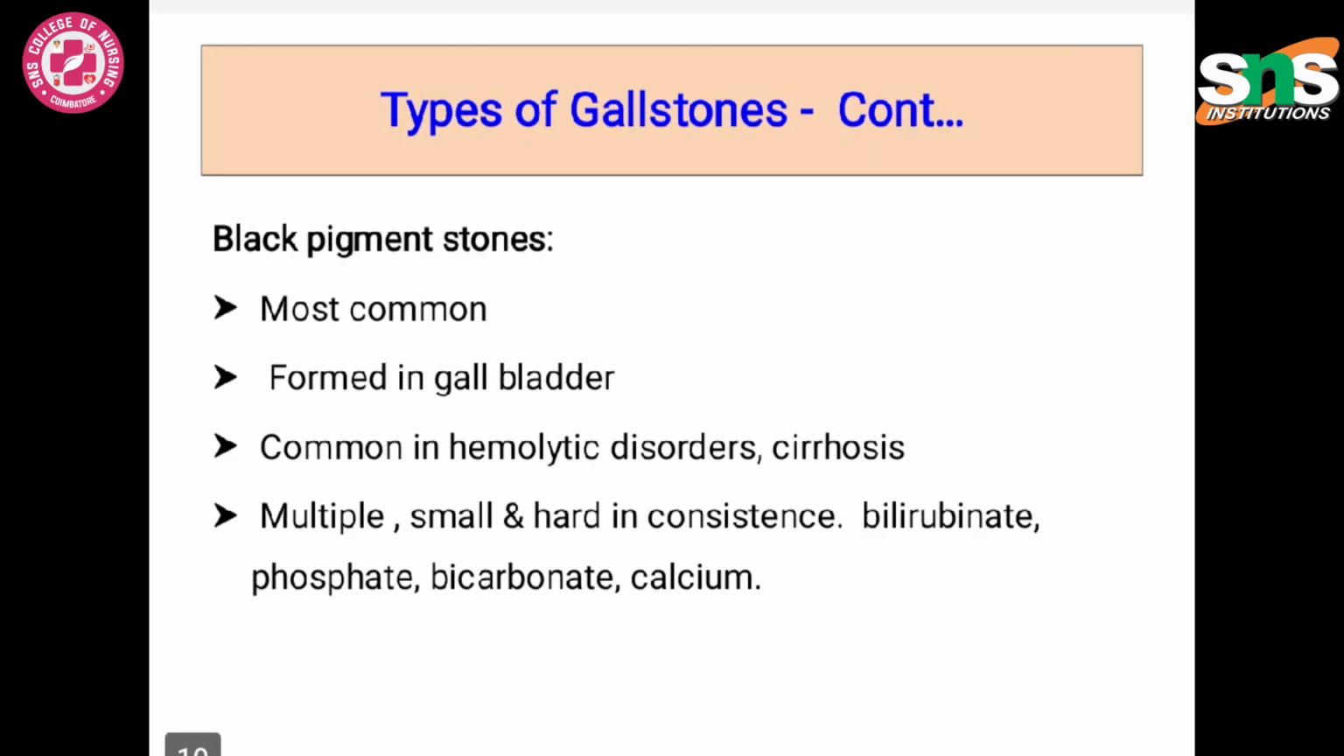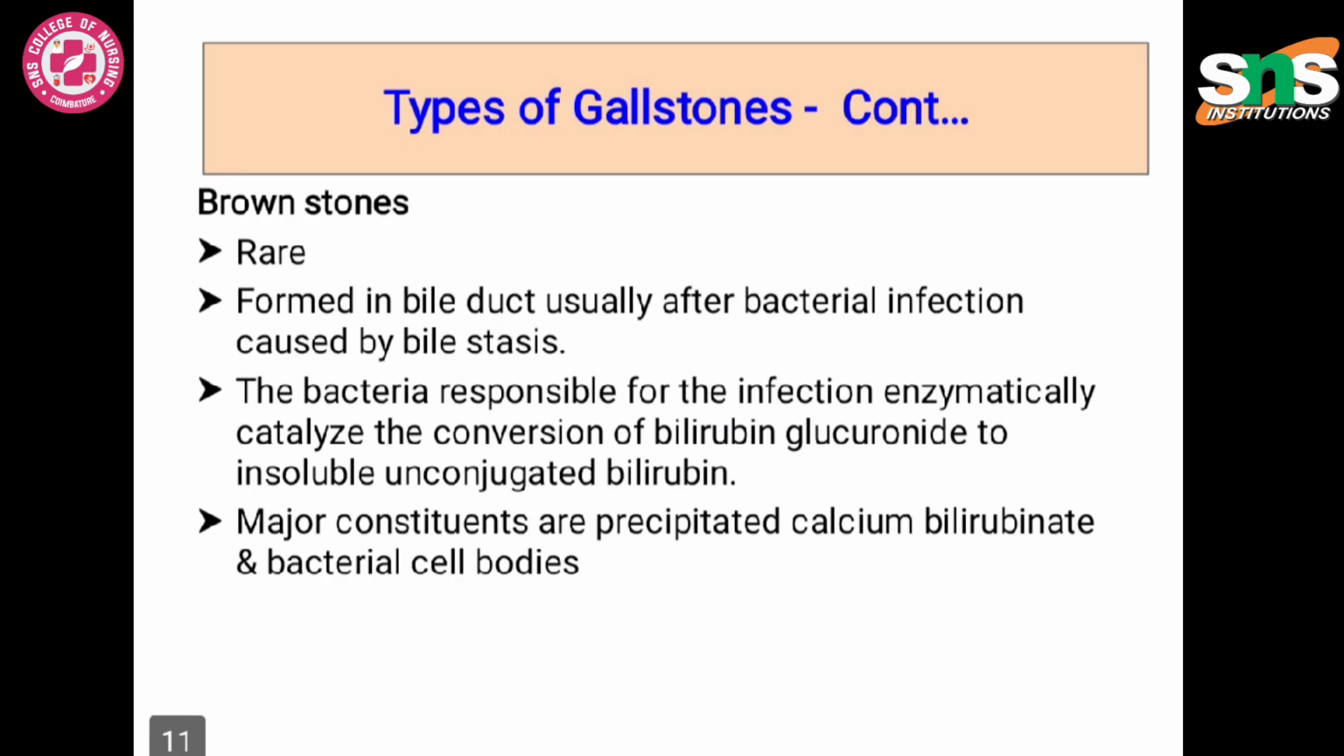Black pigment stones are the most common, formed in the gallbladder, common in hemolytic disorders, for example cirrhosis. Multiple, small and hard in consistency, containing bilirubinate, phosphate, bicarbonate, calcium. Then brown stones. It is a rare one, formed in the bile duct, usually after bacterial infection caused by bile stasis. The bacteria responsible for the infection enzymatically catalyze the conversion of bilirubin glucuronide to insoluble unconjugated bilirubin. Major constituents are precipitated calcium bilirubinate and bacterial cell bodies.